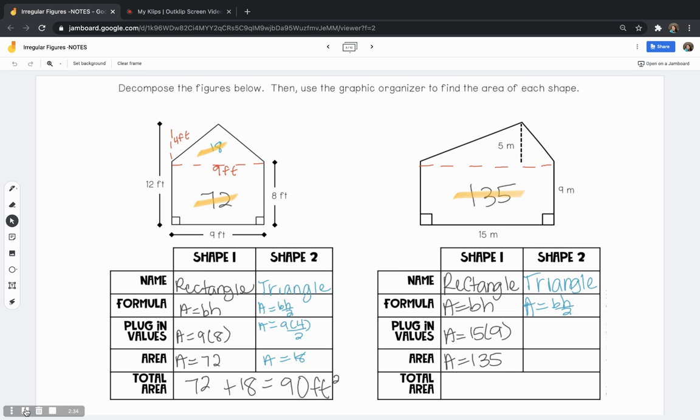Next, I'm going to find the base and height of the triangle. The base of the triangle is the top part of the rectangle, and that would be 15 meters. And then the height of the triangle is 5 meters. So that's going to give me an area of 37.5 for the triangle. And then I'm going to add the two areas together, and I'm going to get a total area of 172.5.